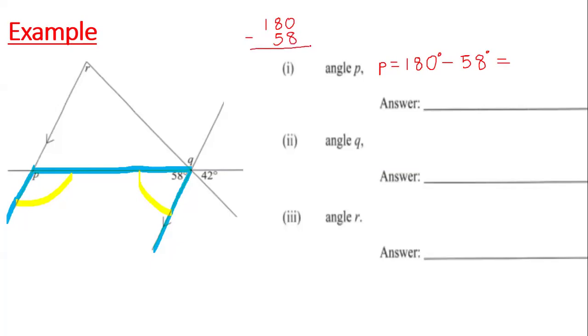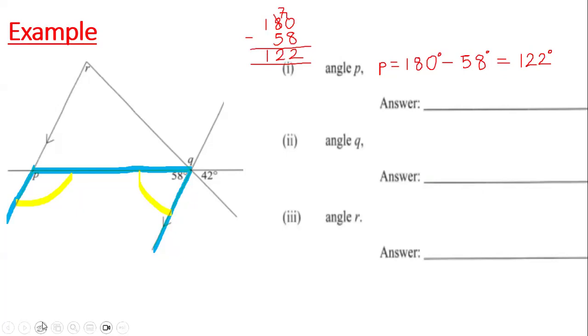And we have 0 minus 8. We can't do that, so we're going to say this is 7. And we have 10 minus 8. What is 10 minus 8? That's 2. 7 minus 5 is 2. 1 minus 0 is 1. So we have 122. And so that means that P is equal to 122 degrees. And what's the reason?